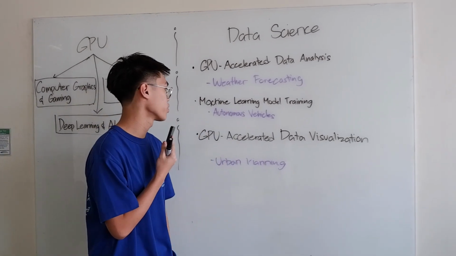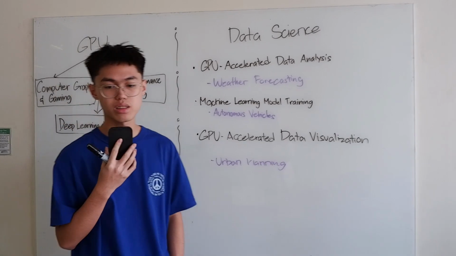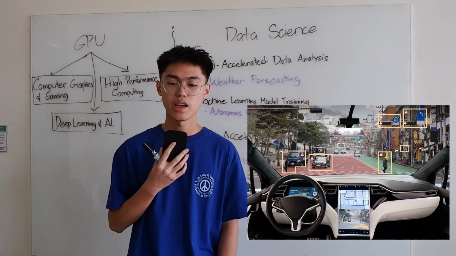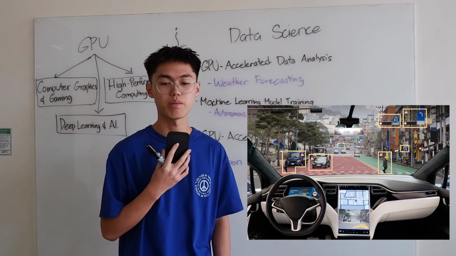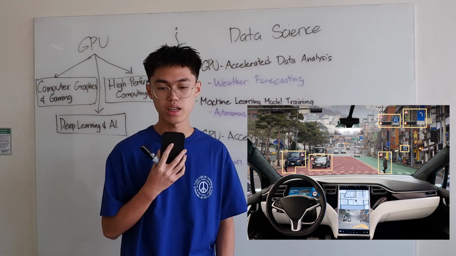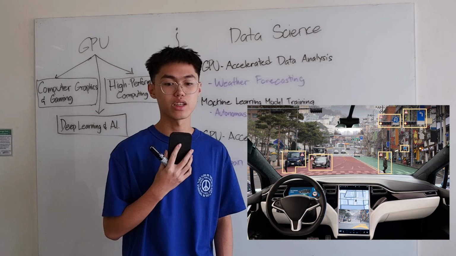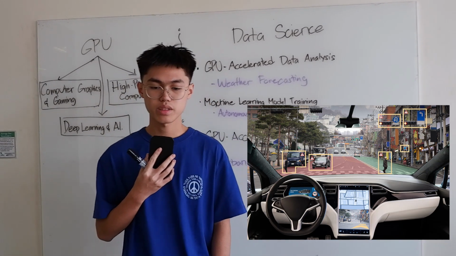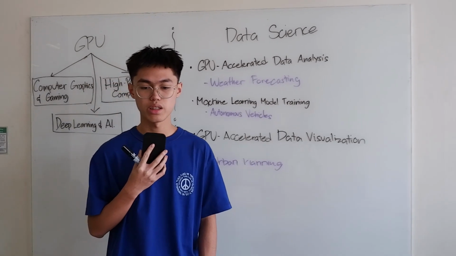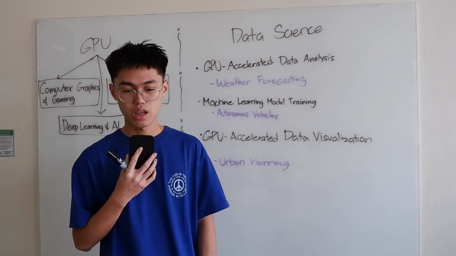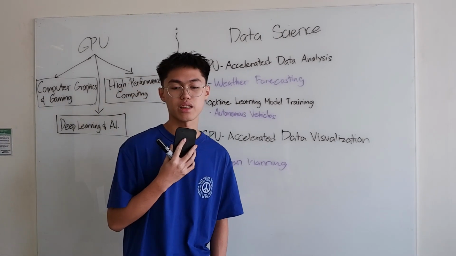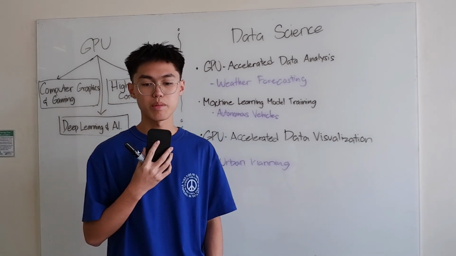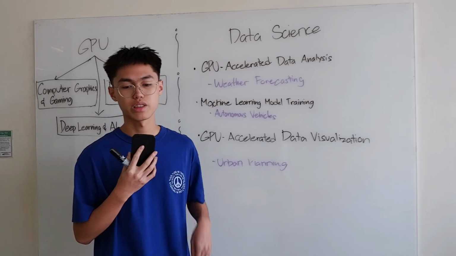One real-life example for this would be autonomous vehicles like Tesla. The training of AI algorithms for autonomous vehicles enables them to process sensory data, detect physical objects, and make driving decisions in real time. So through this, GPUs accelerate training tasks like object detection, semantic segmentation, and reinforcement learning.